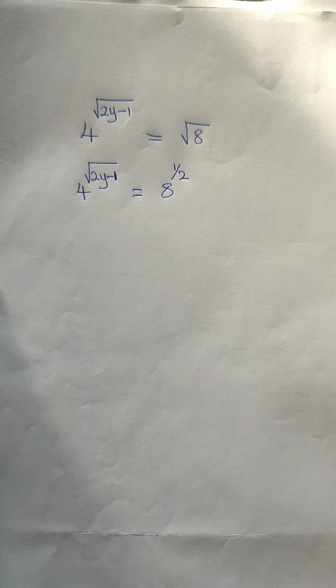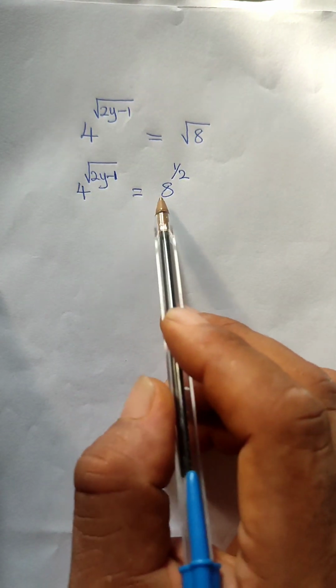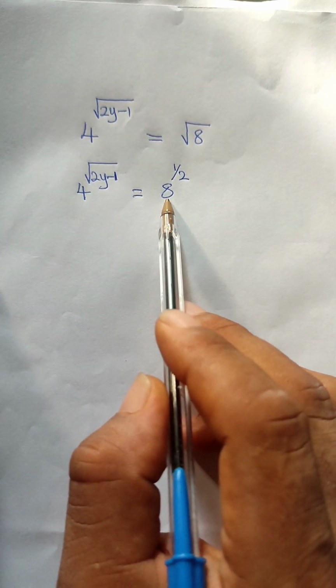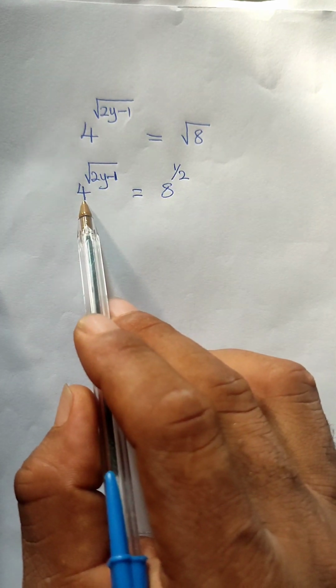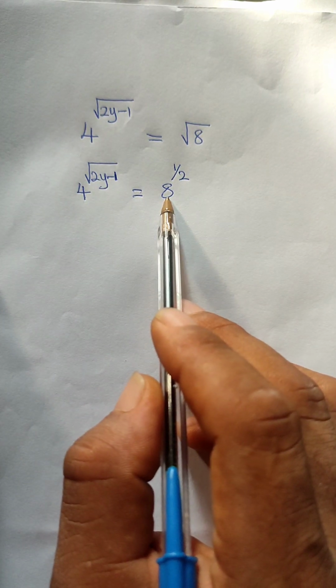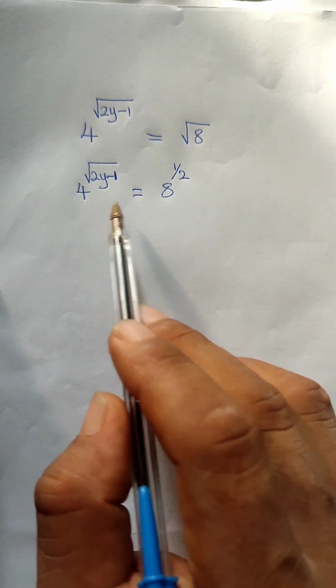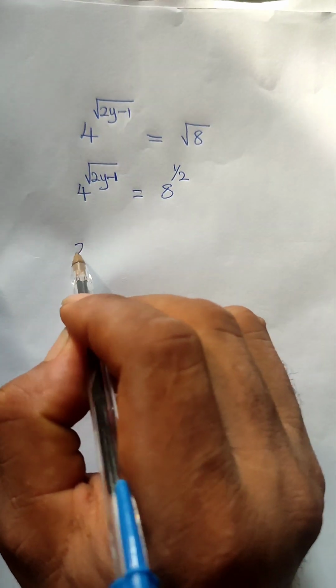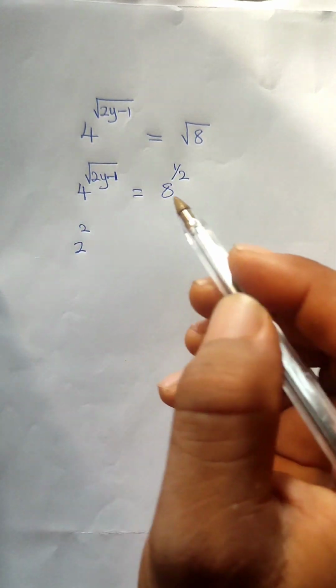Now, having expressed 8 as a number in index form, next thing will be to consider the two bases we have. We have base 4 and we have base 8. Let us reduce them to the lowest possible base. That base must be a common base. 4 can be expressed as 2 raised to power 2.